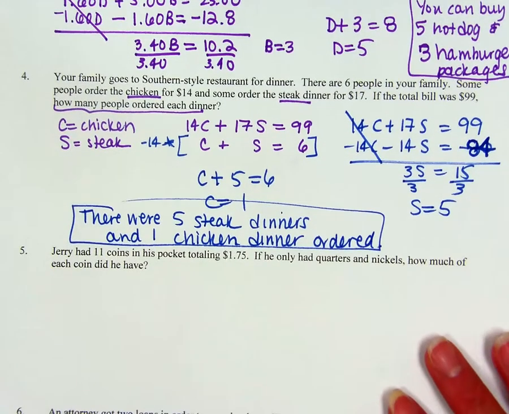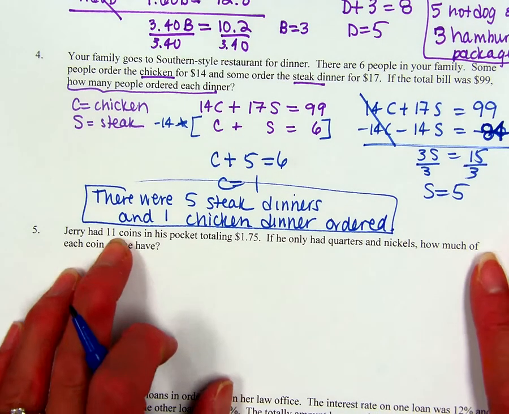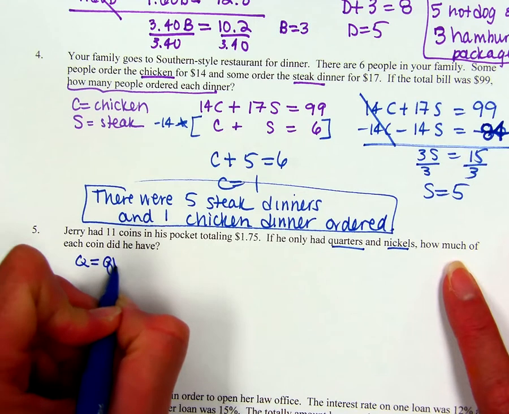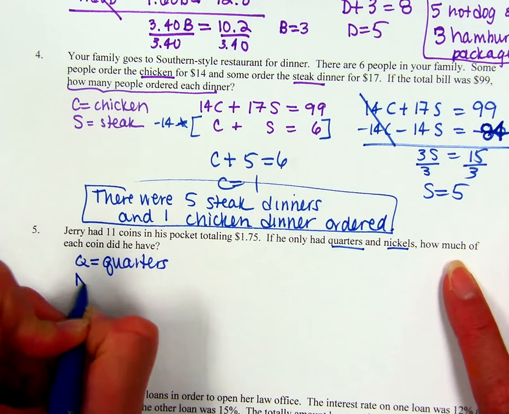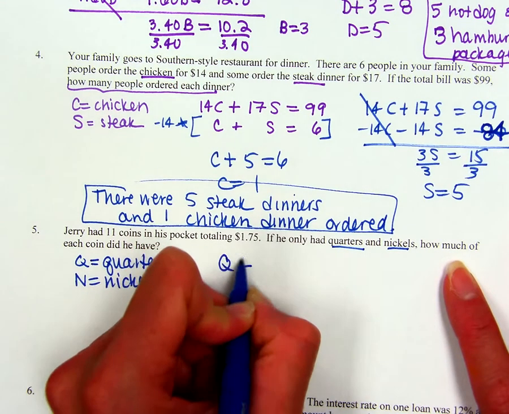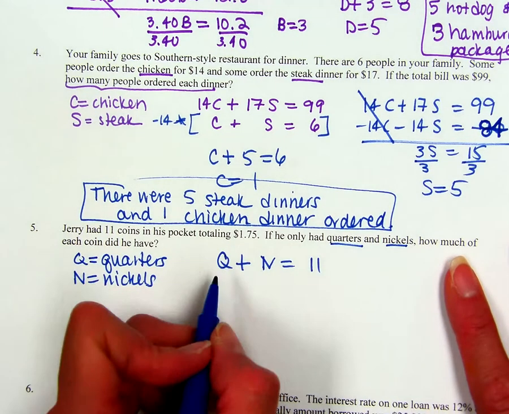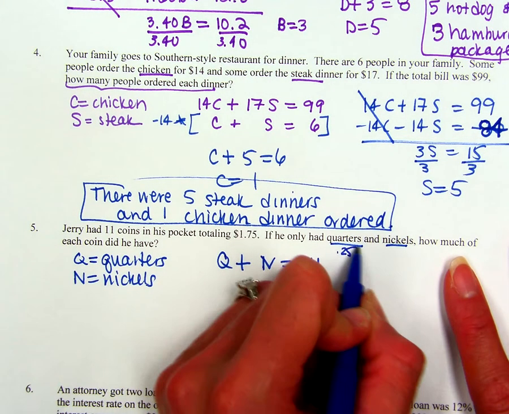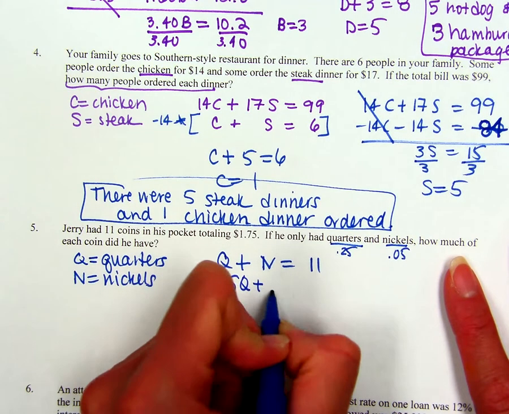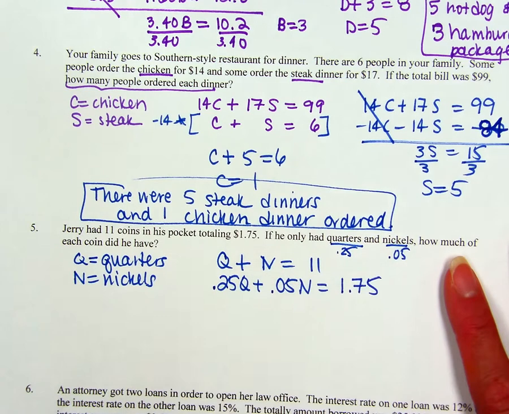All right, one more coin problem, and then we have a percentage problem. So coins, we've got quarters and nickels this time. So Q for quarters, N for nickels. We have 11 coins, so some amount of quarters plus some amount of nickels should equal 11. And then we've got quarters are 0.25, nickels are 0.05. 0.25Q plus 0.05N equals $1.75.